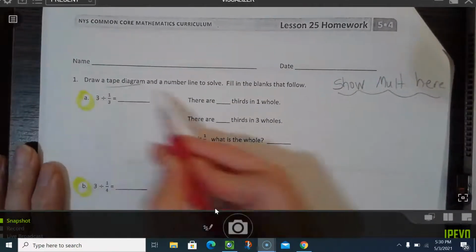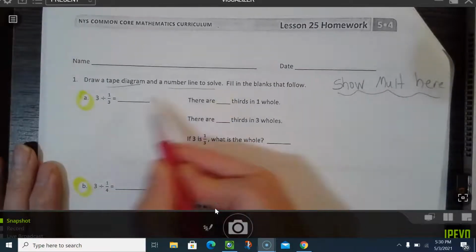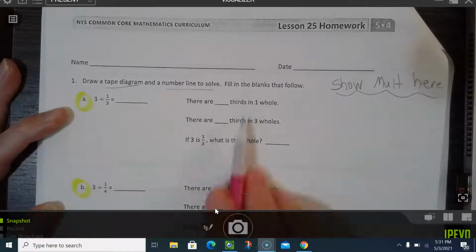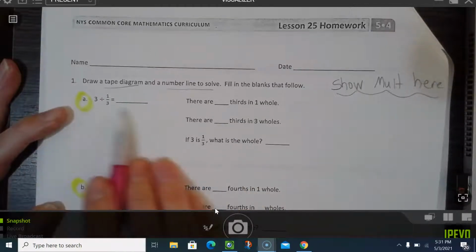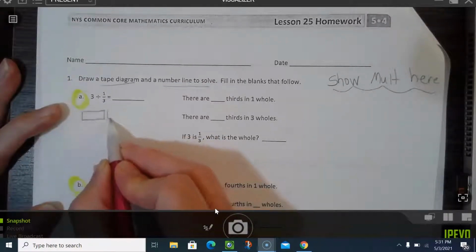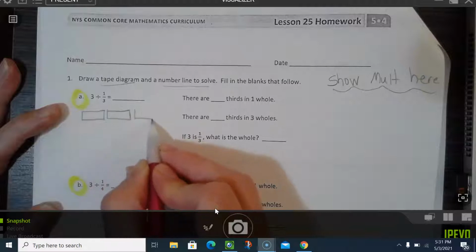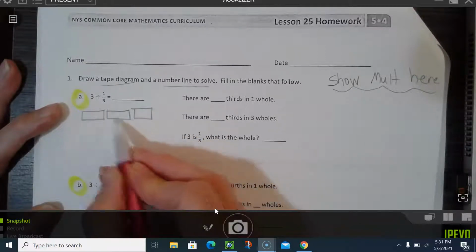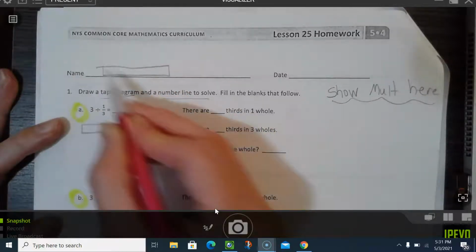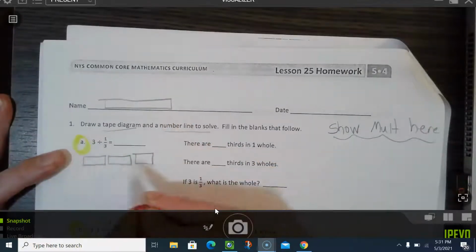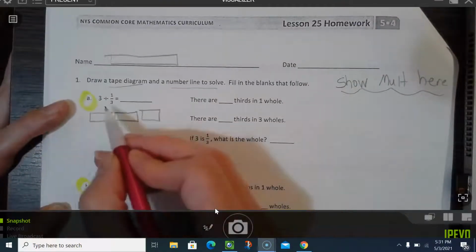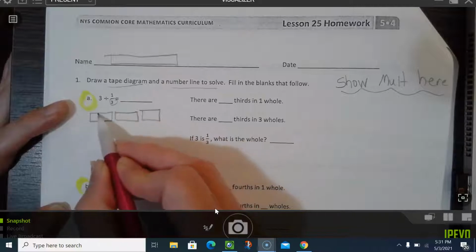Draw a tape diagram or a number line, and basically a tape diagram and a number line are really similar. And then we'll fill in these blanks here. So I have 3 divided by 1/3, and I'm going to make my tape diagram. We are separating this out. You could draw this all together. I know that Mr. Hayden has said that before too, but you need to think about this as all one whole as well. We're just separating it out for ease. And then I'm going to split each of those into thirds.